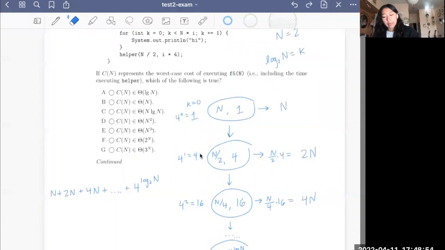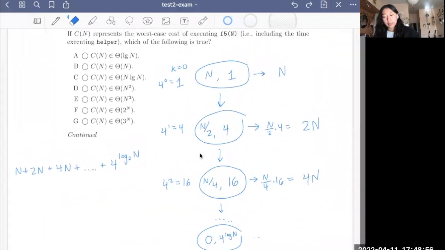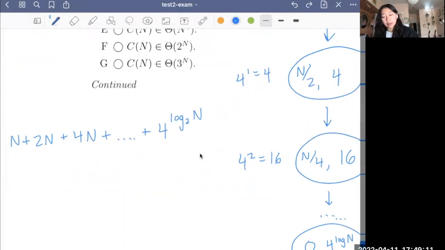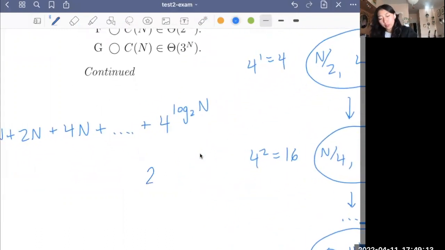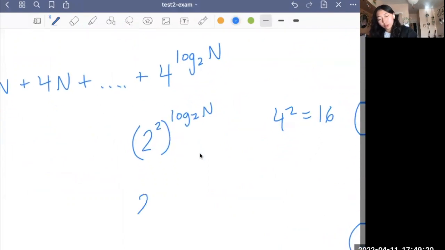And so all that's left to do is sum up the total amount of work done, right? We saw that we have n plus 2n plus 4n, all the way up to approximately 4 to the log base 2 of n. This is a little tricky and requires some math knowledge, but 4 is just 2 squared, so this is 2 squared to the log base 2 of n, which is really just the same as 2 to the log base 2 of n squared. We can switch the order here, that's just a math thing.